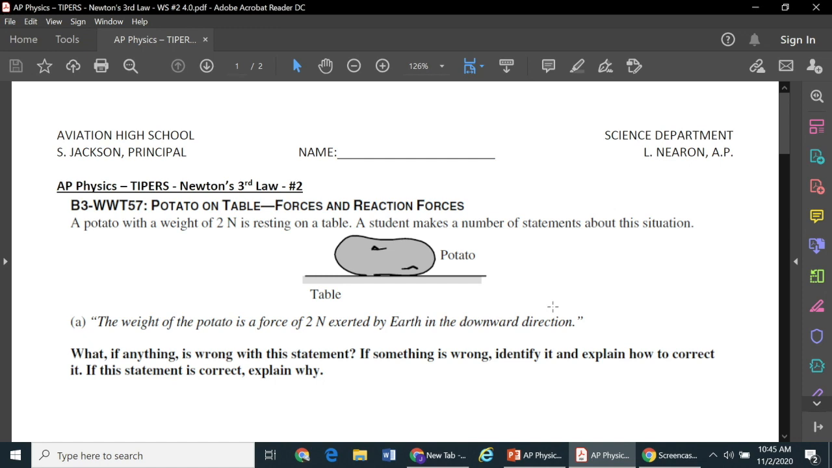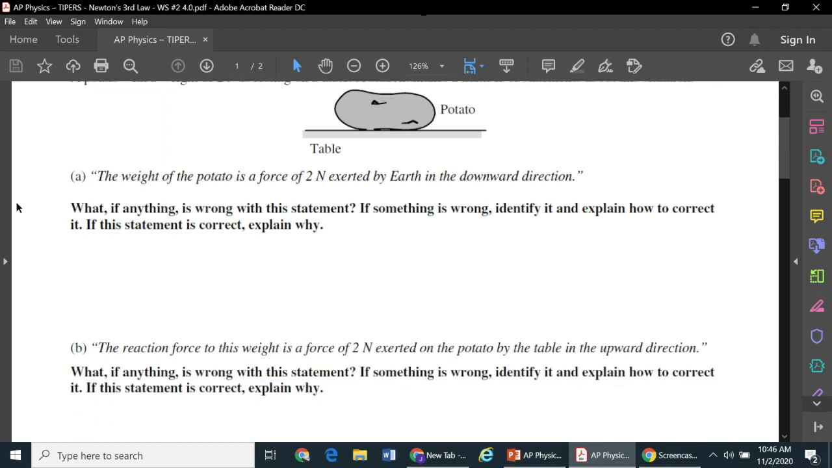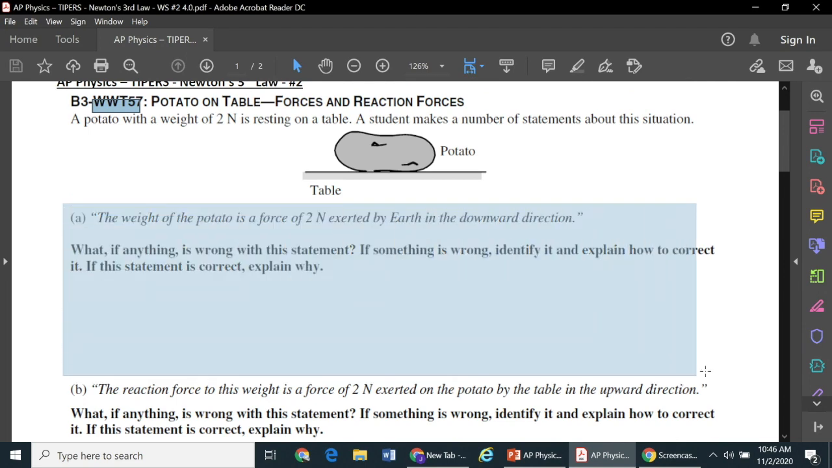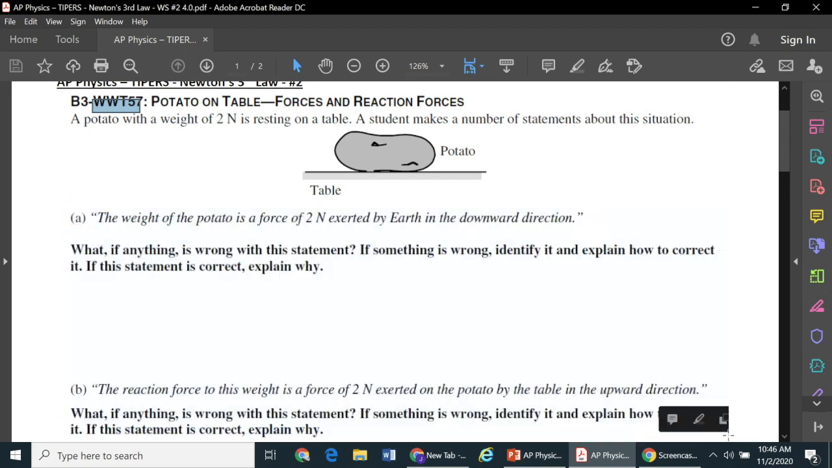A student makes a number of statements about this situation. Notice these WWT coded tasks here are the what's wrong tasks, where you are supposed to say what's wrong about each individual situation and why. For the first one, I'd like you to take a look at A and B.